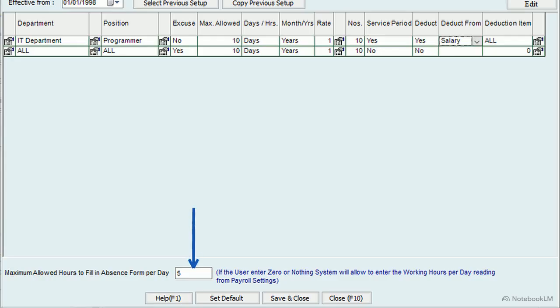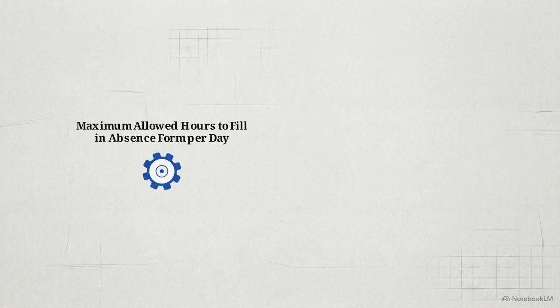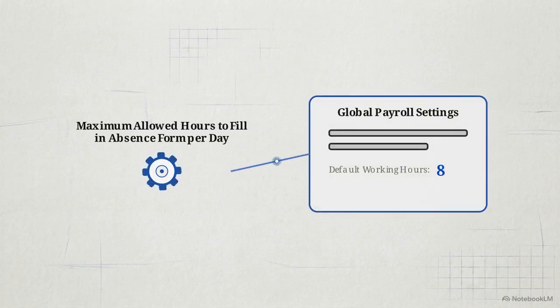This field defines the maximum allowed hours to fill in absence form per day. You have two data entry approaches here. Enter a strict numeric cap, like a 5, or leave the field blank or enter a 0. If you choose 0 or leave it blank, the software's built-in logic takes over. It intelligently defaults to the daily working hours already established in your global payroll settings.